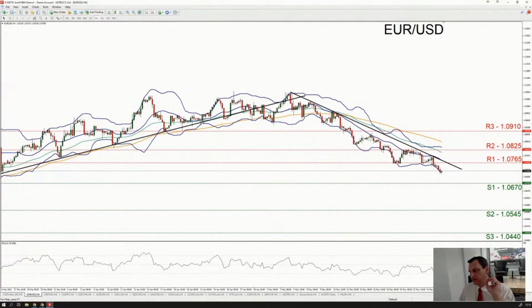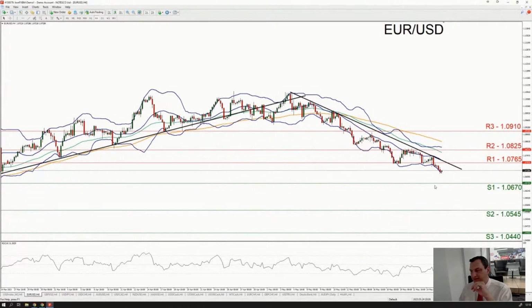We highlight the fact once again that we have the Bollinger Bands with a downward slope. We have a clear-cut downward trend line. We have all the moving averages, the 20 in blue, the 50 in green, and the 100 in orange, all pointing downwards. The RSI indicator has reached and is just below the reading of 30. All of that tends to imply a bearish outlook. And I wouldn't be surprised to see the price action continuing to drop, possibly breaking the 1.0670 support line, and with the next possible target for the bears being the 1.0545.